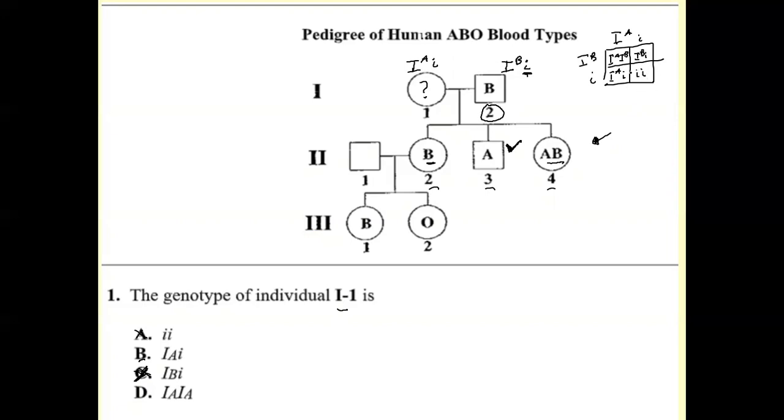So don't let this freak you out. Just because I got a type O in my Punnett square and I don't see one here, that's okay. The fact is I got a type B here, I got a type A right there, so I got a B, I got an A, and I also have an AB. So I think I'm going to go ahead and select B for my answer, and that is going to be correct.